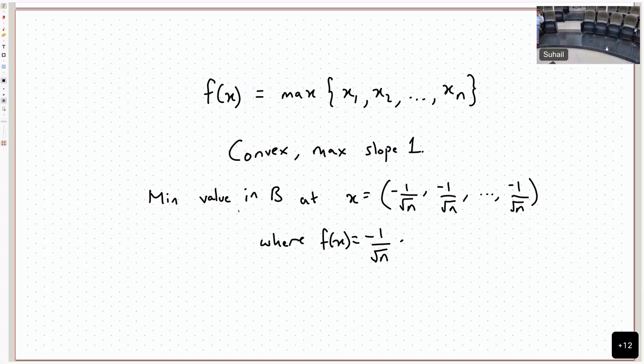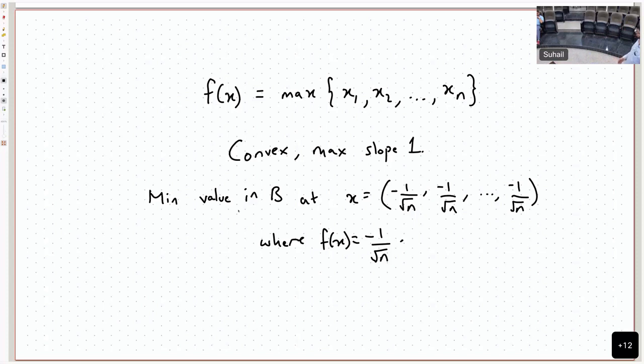And the minimum value that the function takes is going to be at this input, where all the entries are -1 by square root n. So if I plug in this entry to f of x, it's a maximum over all my entries being -1 by square root n. And so the function value at the minimum is -1 by square root n.